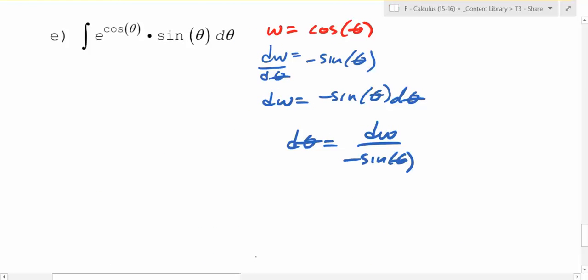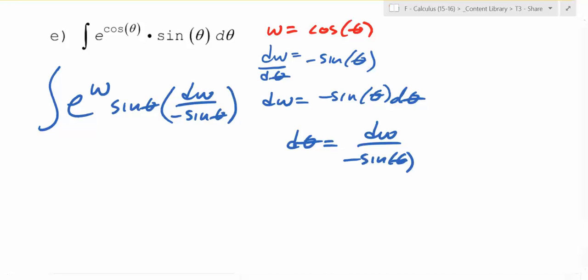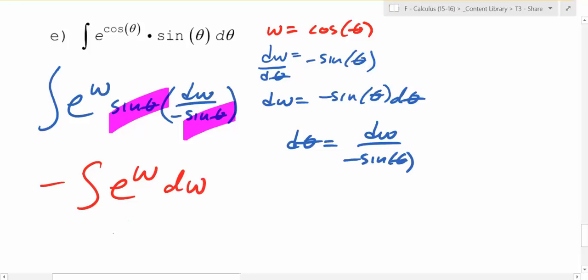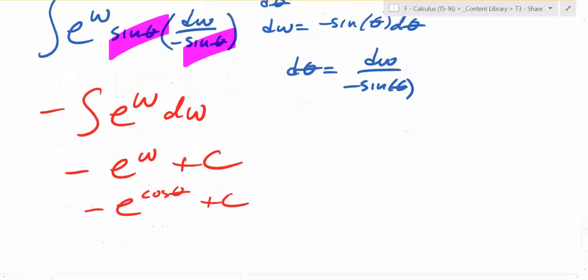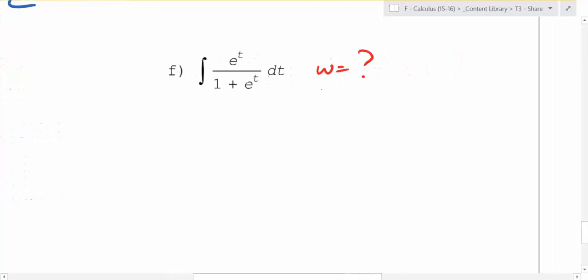So when you went about doing this, the nice thing that happened immediately, you end up with sine theta, and then when you did the substitution, what was the awesome thing that happened? The signs cancel, and therefore you're down to how many variables now? Just one, just the w. So you end up with negative e to the w plus c, and w is cosine theta. And how do you check your answer? You take the derivative. Exciting.